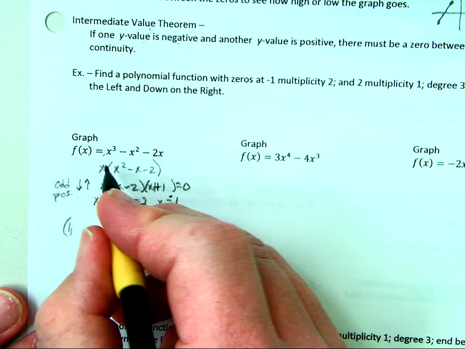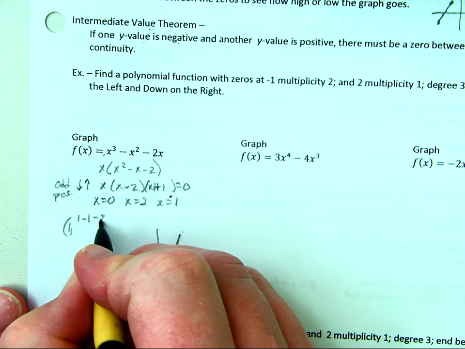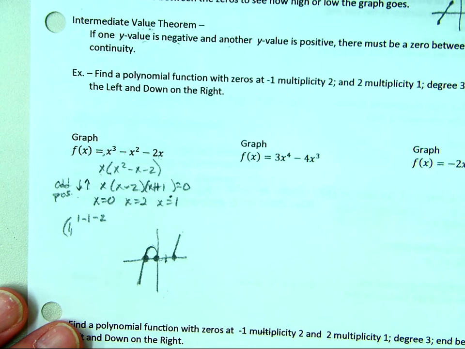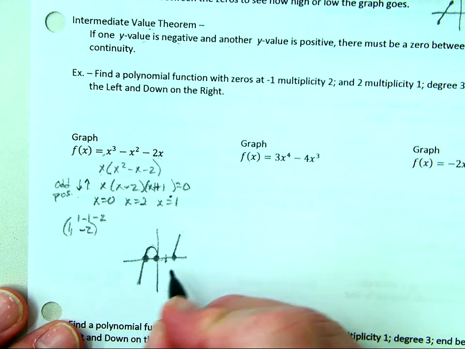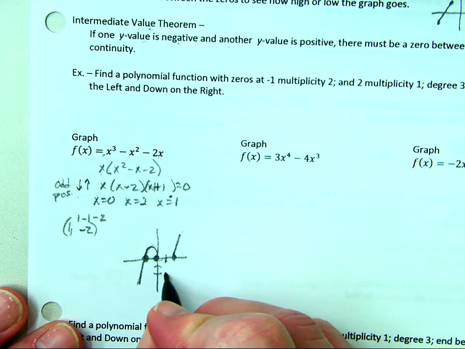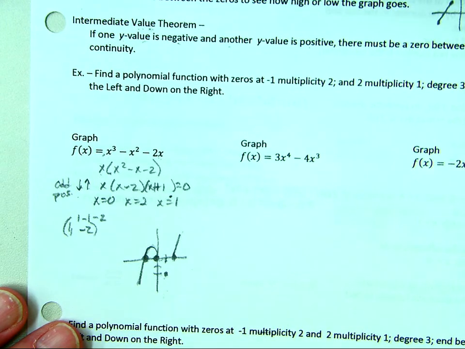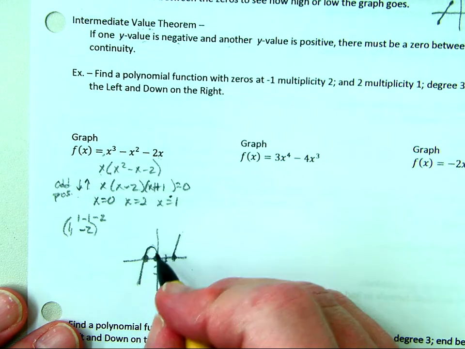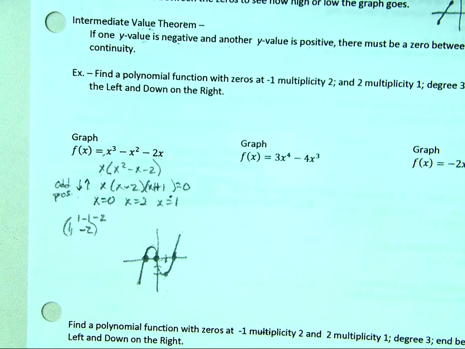If I plug 1 in there, I'm going to get 1 cubed minus 1 squared minus 2 times 1. So that looks like negative 2. So the point 1, negative 2 tells me how low it goes. Anytime this gap is more than one space, you need to plug in a point somewhere in the middle, or sort of in the middle, to figure out how low it goes. So that would be a rough graph of that function.